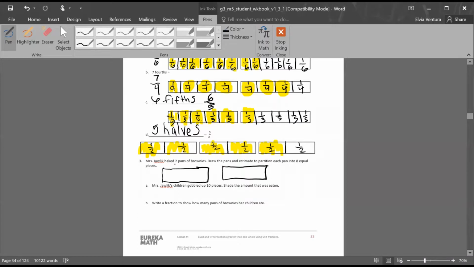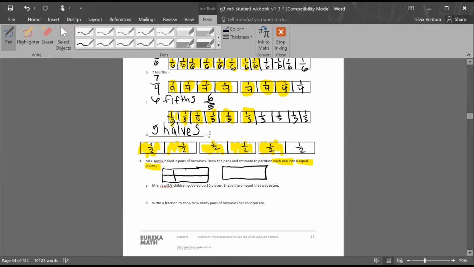Next, it says, so here are my 2 pans. Draw the pans and estimate to partition each pan into 8 equal pieces. So please underline 8 equal pieces on each pan, okay, because that's key information. So if I want to have 8 equal pieces, I'm going to cut it in half horizontally, and then I'm going to make 3 lines.